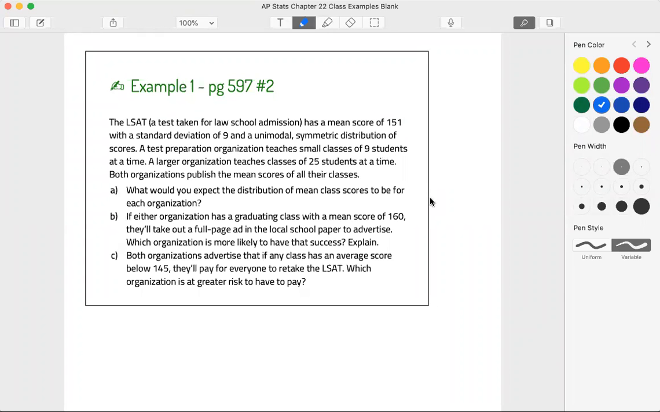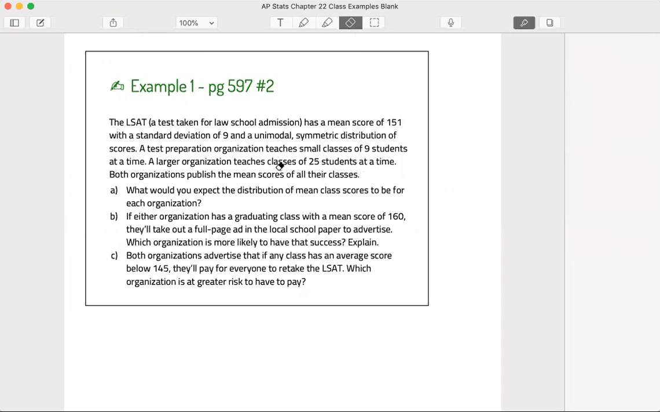All right, this is example number 1. The LSAT, a test taken for law school admission, has a mean score of 151 and a standard deviation of 9, and is unimodal symmetric, has a distribution of scores. There are 2 test prep organizations, one that teaches a class of 9 students and another one that teaches a class of 25 students, and both organizations will publish their mean and standard deviation.